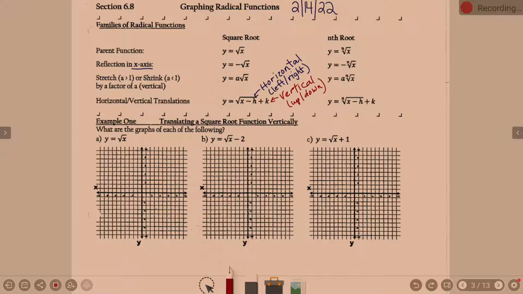Somewhat. Depends what it's doing after it goes through that point. Okay. And here's what I'm going to say. If you don't know what it looks like, what am I going to suggest we try? Plug in values. If you don't know what a graph looks like, I'm always going to say, okay, let's try an XY chart.